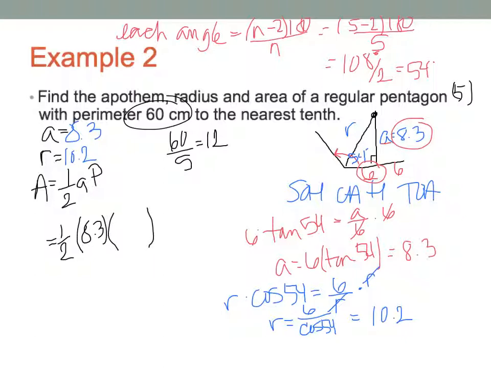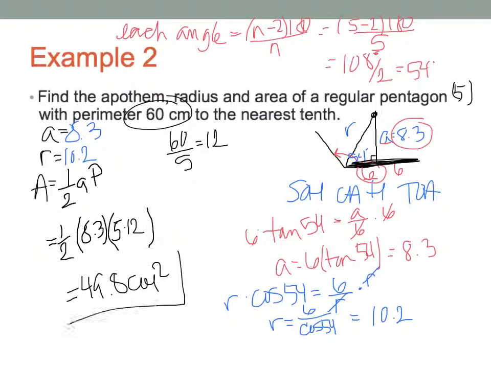Now the perimeter, we first need to find the full side. And looking back at our figure, the full side here is 12. And it is a pentagon, so I'm going to do 5 times 12. 12 is the length of each side, and there's 5 sides in there. And now work all of it out for me, and you will get 49.8 centimeters squared for the area. Bam, we did it. Moving on.